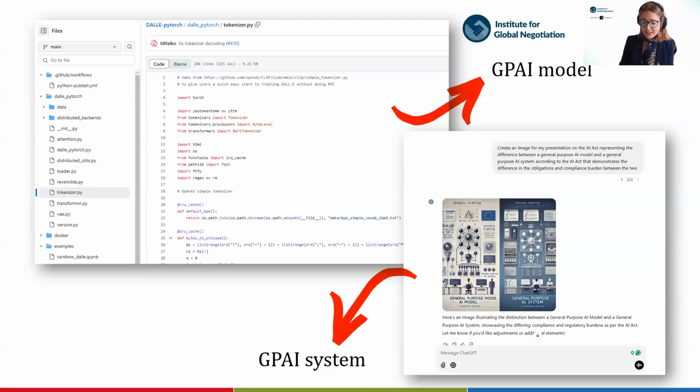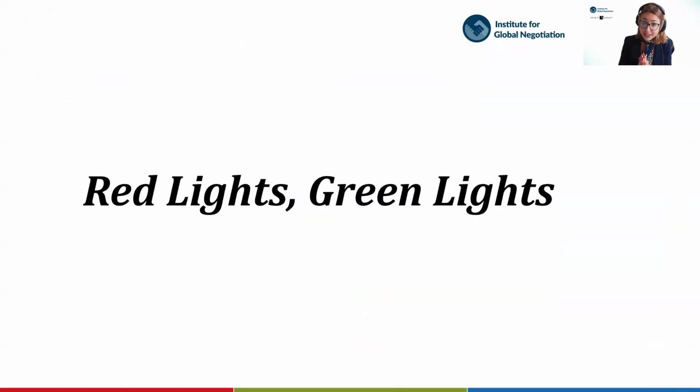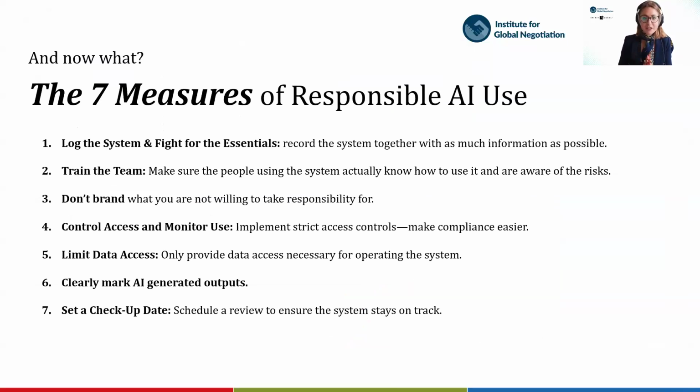And well, for that reason, I also brought a little red light, green light list for you all to keep in mind when actually using these things, especially for your work. First of all, log the system, fight for the essentials. You need to have some sort of form, summary, inventory, IT, infrastructure, whatever you want to call it, where you actually have all these systems written down, have their providers written down, have as much documentation as you possibly can on all these systems. That will usually not be a lot, but do store everything that you have just in case that things go south, to have something and to know where to start.